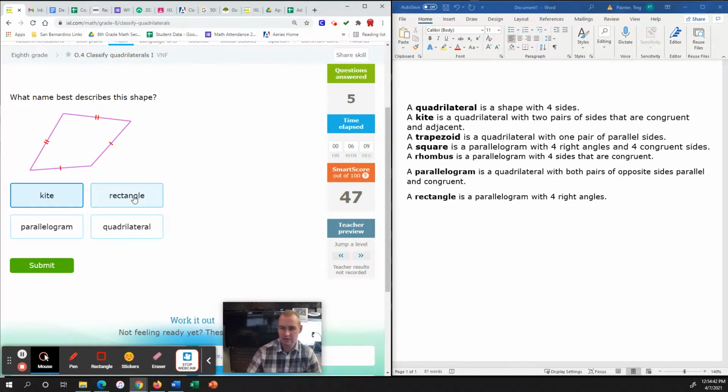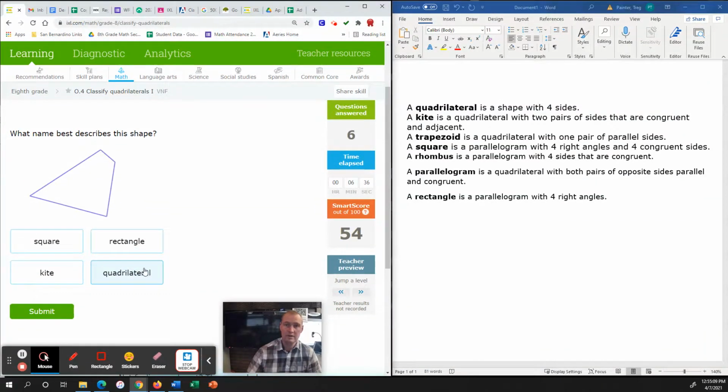Is it a rectangle? No, there are no right angles in there. Is it a parallelogram? A parallelogram is a quadrilateral with both pairs of opposite sides parallel and congruent. According to that definition, this is not a parallelogram because the opposite sides are not parallel. Is it a quadrilateral? Yeah, it's a shape with four sides. But between a kite and a quadrilateral, a kite is way more precise. So this one needs to go with a kite.